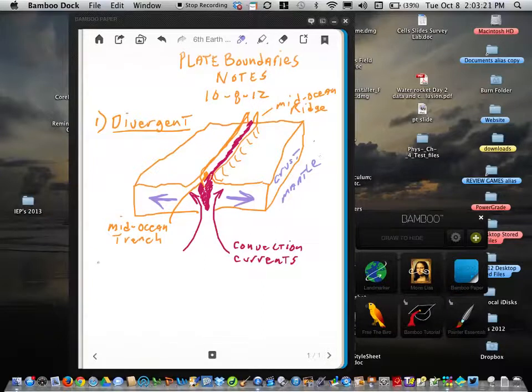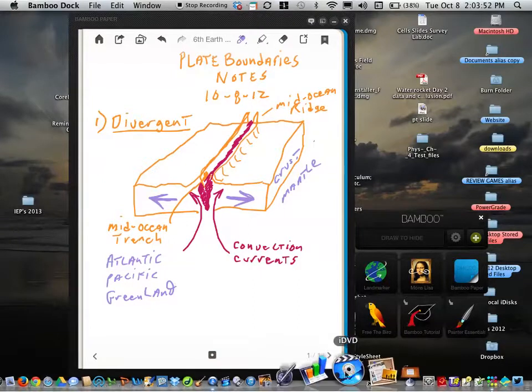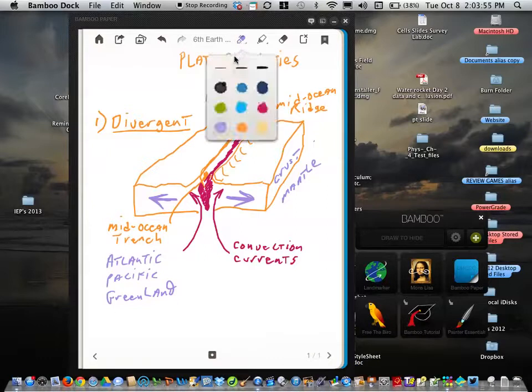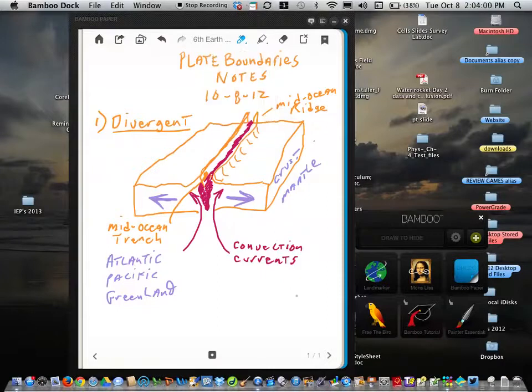Now, places where this is found are places like the middle of the Atlantic Ocean, the middle of the Pacific, and of all places in Greenland. Greenland is one of the places where it is found on land instead of in the ocean. Okay, so the first type of boundary is divergent. The next type of boundary, yeah. Is there any in Iceland, or is it just Greenland? Iceland too, yeah.